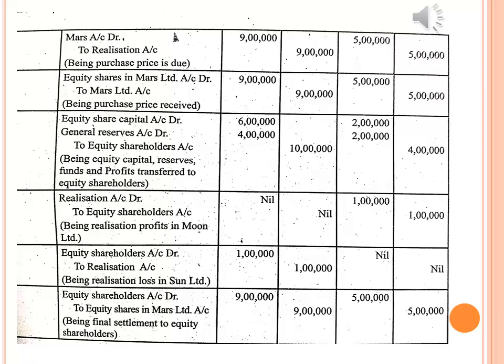The next entry is equity shareholders account debit to equity shares in Mars Limited. This is the final settlement. The equity shareholders account is now closed by issuing the equity shares. Thank you.